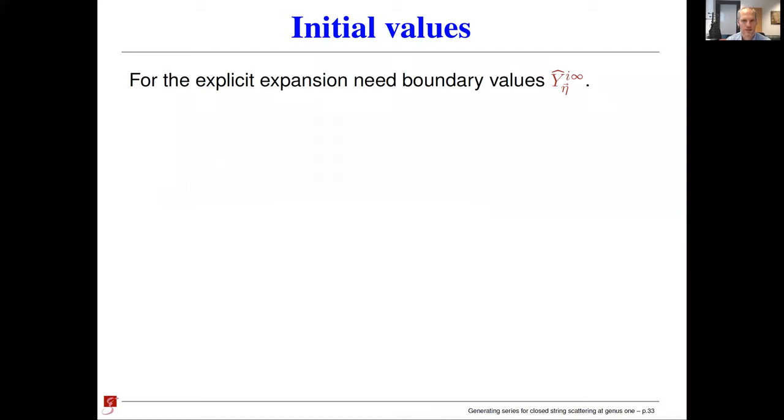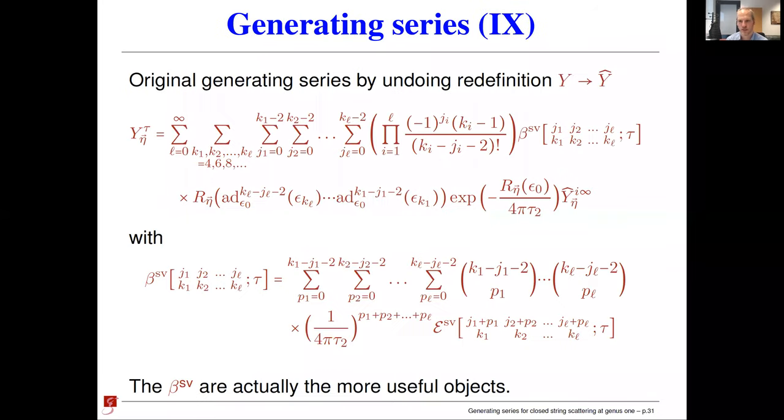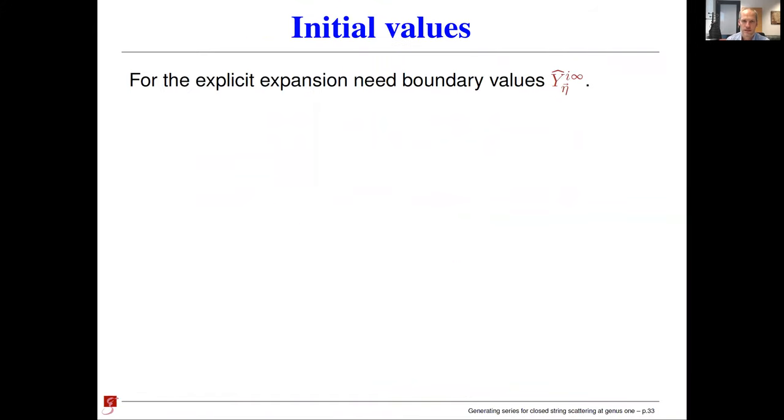One thing that I haven't really talked about much is, when you go back for a second, in the solution, we have the beta SVs and we have the initial values, or the boundary values, I should properly say. And these initial values or boundary values at the cusp when tau goes to i infinity is something that you also need to work out.